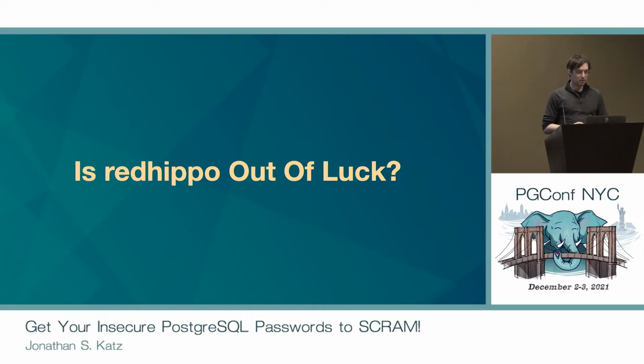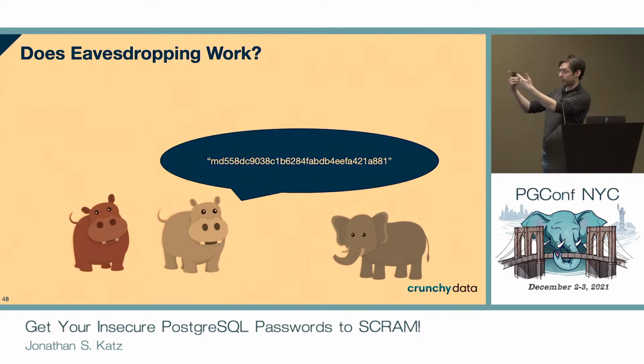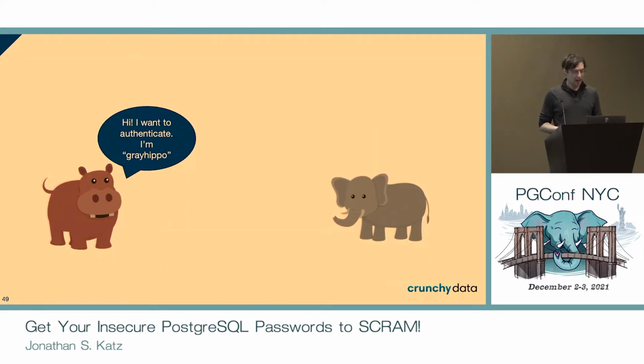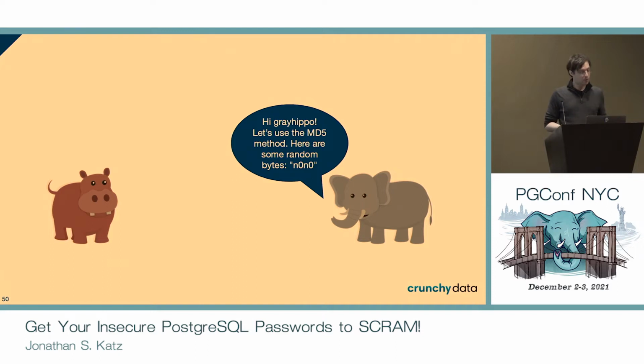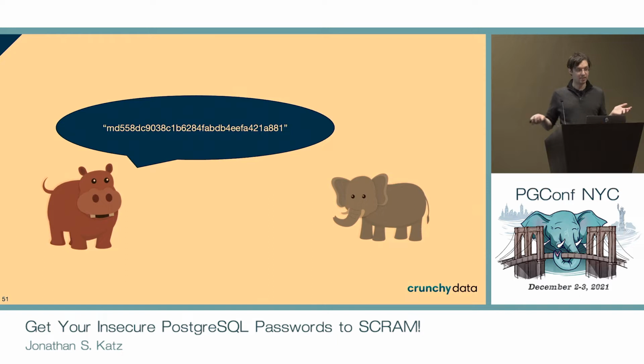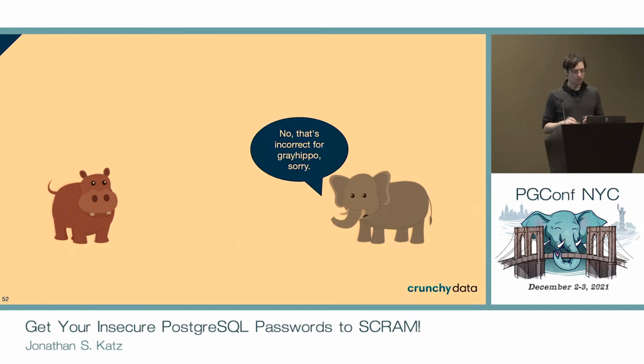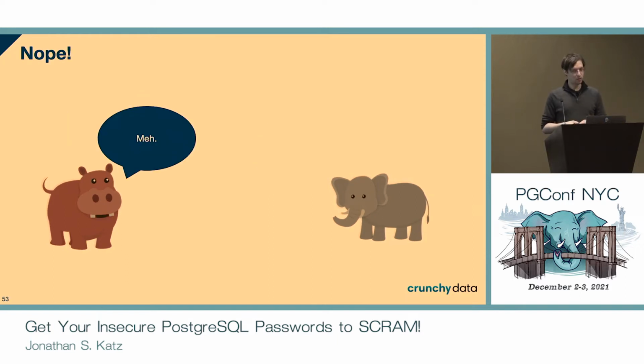Now, is Red Hippo out of luck here? Because if Red Hippo hears this going over the wire, the hash of the password plus that nonce, and Red Hippo tries to go through that workflow, Red Hippo is going to generate an incorrect hash, and Postgres is going to detect that and say, no. And Red Hippo is going to be like, oh, okay, this stinks, I can't get in. So we should be good now.